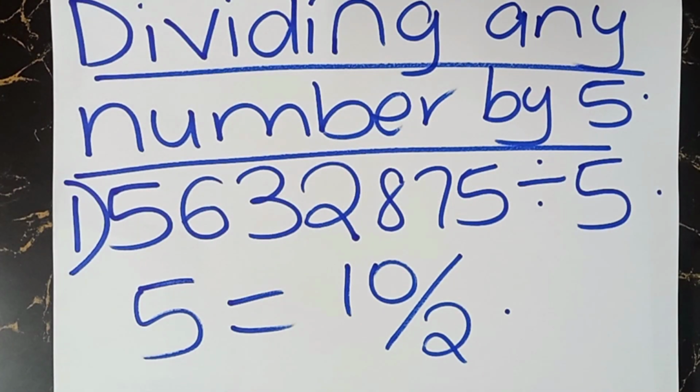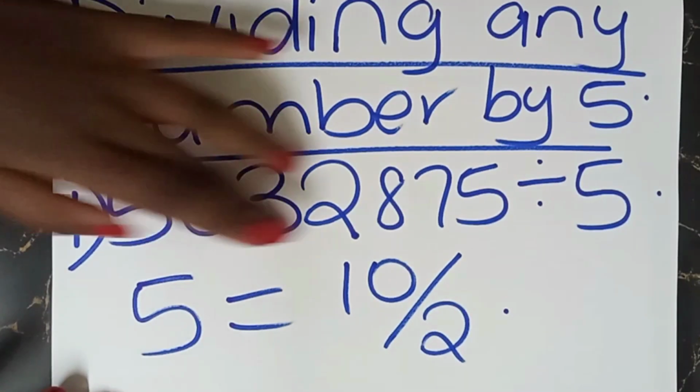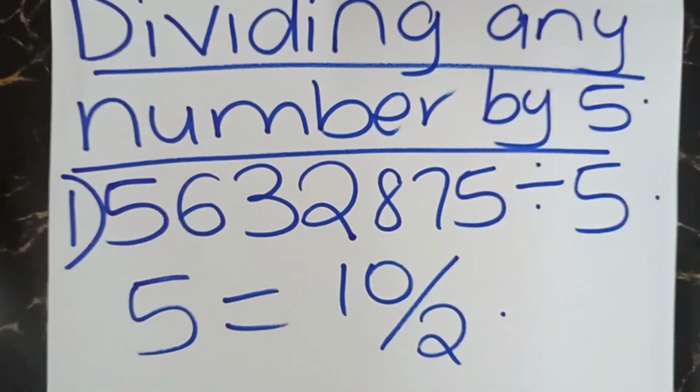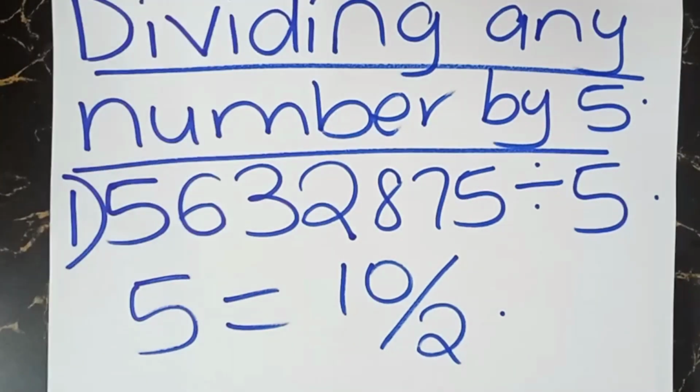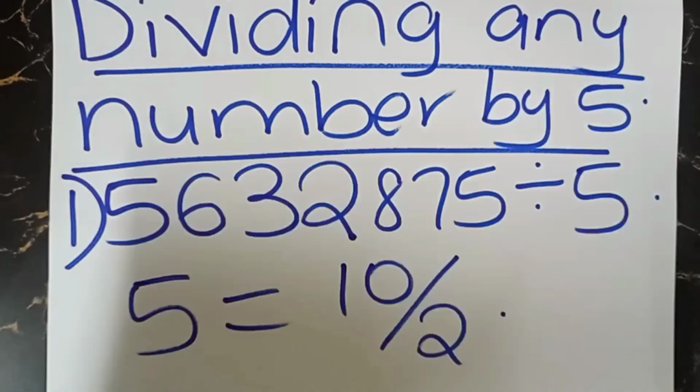So here, we'll do the exact opposite. We'll multiply the number we are given by 2 and then divide it by 10. The exact opposite of what you are doing. So let's go through an example. Let's look at this question. So the first step would be to multiply this number by 2. So let's do that.